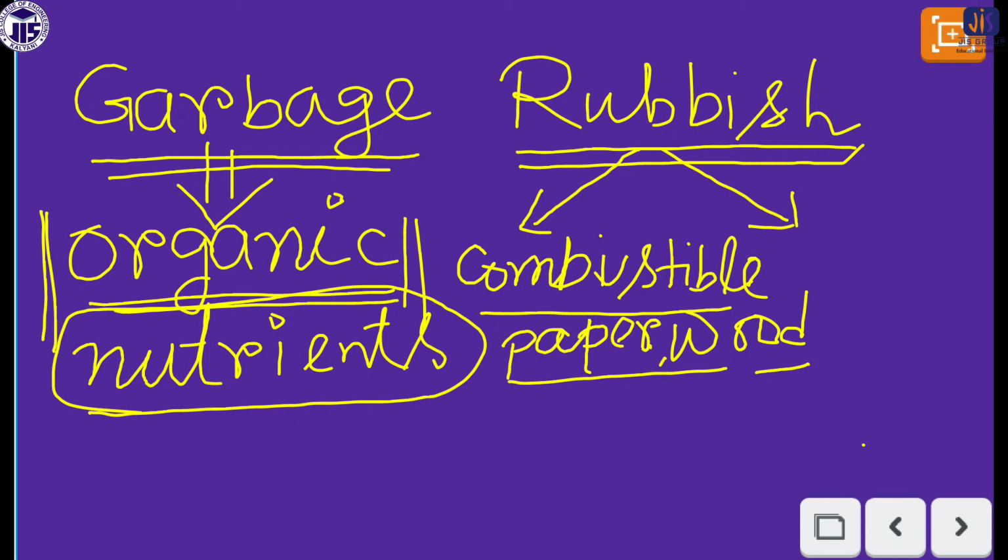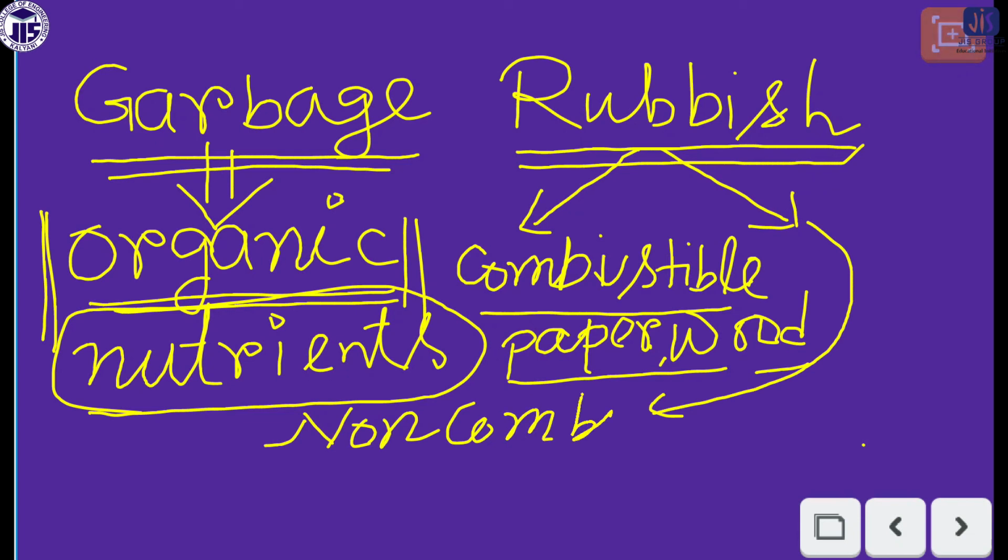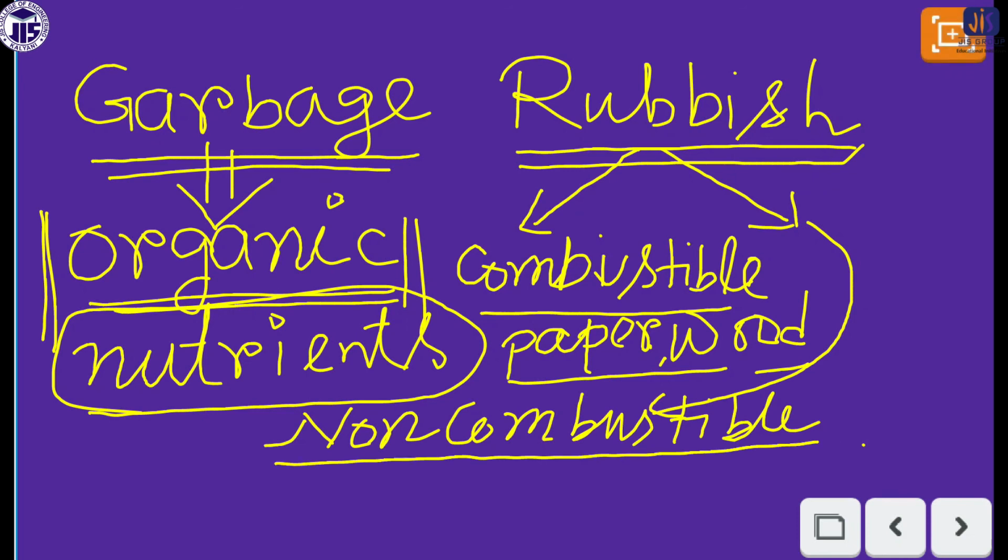On the other hand there is a non-combustible solid waste also. So what is the non-combustible solid waste? Non-combustible solid waste means which we cannot burn, or it is not possible to burn the solid waste material.